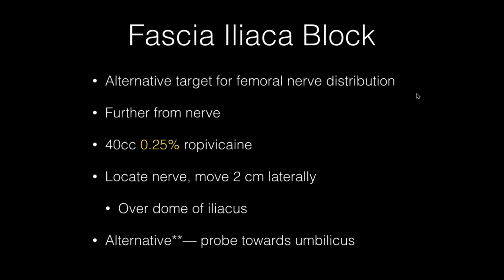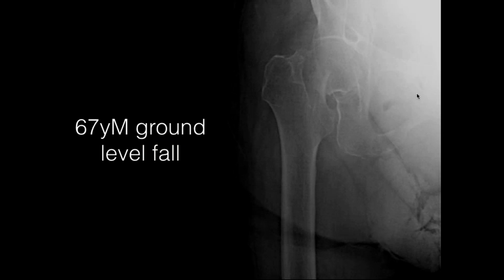Some practitioners recommend at that point, once you localize the fascia iliaca lateral to the nerve, aiming the probe towards the umbilicus. So you may see that out there. That's not the approach that I take. I continue to leave the probe in the original position. So I'll just describe an indication for that here and show you one of those videos.